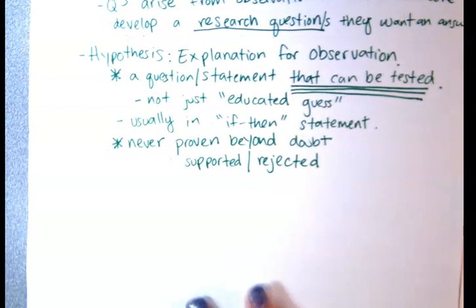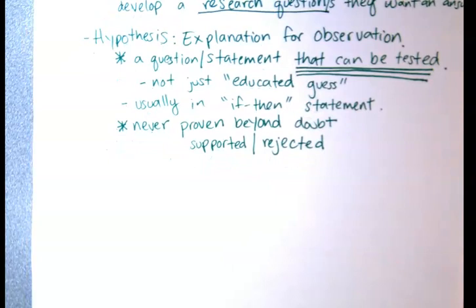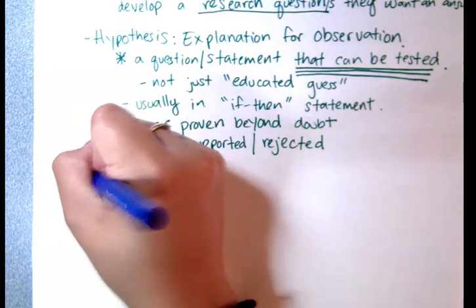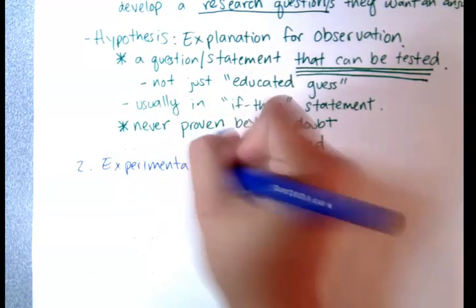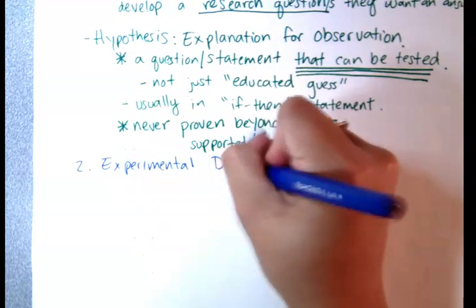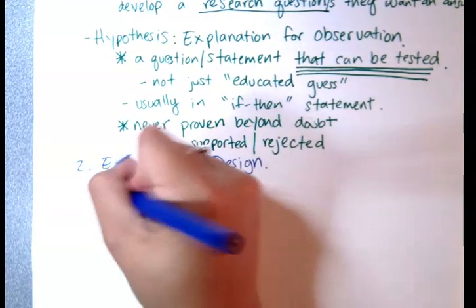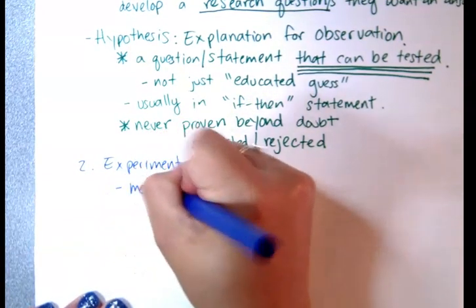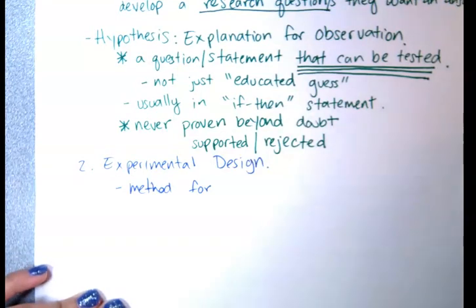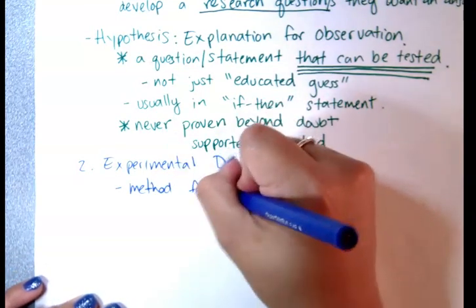All right, so that's the scientific method, and so we're going to move on to the next part, which would be the experimental design. And so experimental design is going to be a method. So let me write that down real quick. So experimental design. This is the method for developing an experiment to test the hypothesis.